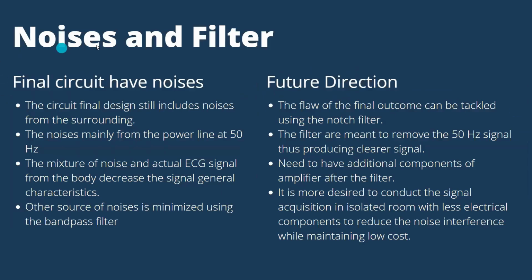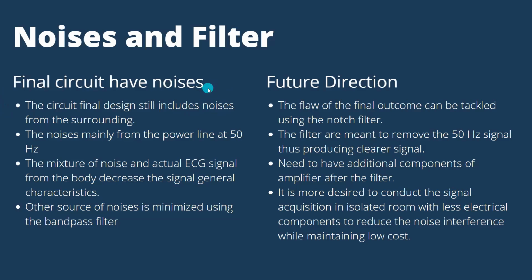Right. So now I will discuss the noise and filter and their effect on the circuit. As mentioned before, the signal we get is not very clean, not very smooth, since our circuit lacks a notch filter. When we plug into the power supply that is connected directly to the power line, the power line has its own frequency at 50 hertz. So when we connect them, it is also included in the circuit.